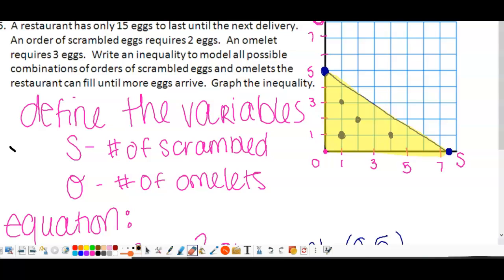So it says a restaurant has 15 eggs. So that means that we have no more than 15 eggs for our problem. A scrambled order requires 2 eggs, and an omelet requires 3.